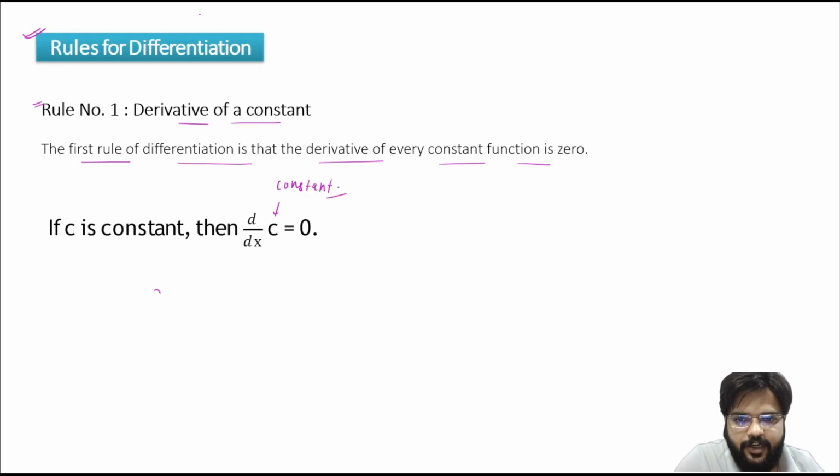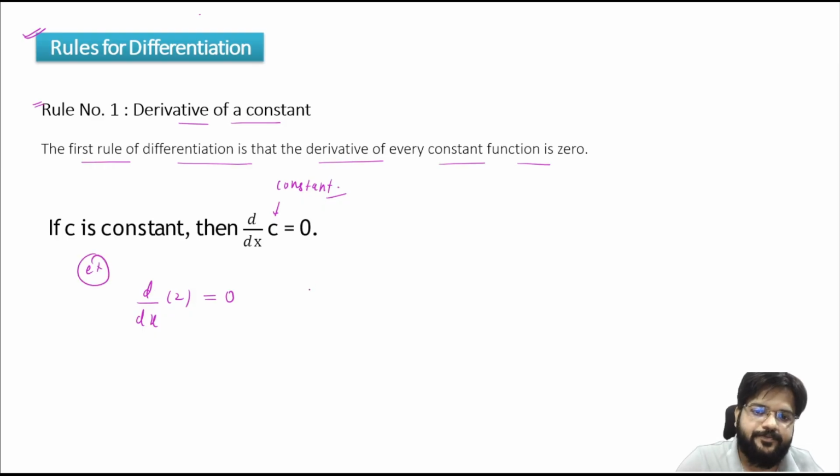Let's suppose I am doing differentiation of 2 with respect to x, dy by dx, and we are doing differentiation of 2, everyone. So 2 is what? The constant. It is not varying with respect to x, so it should be what? It should be 0.